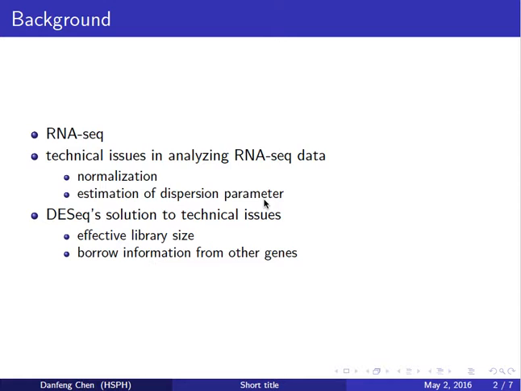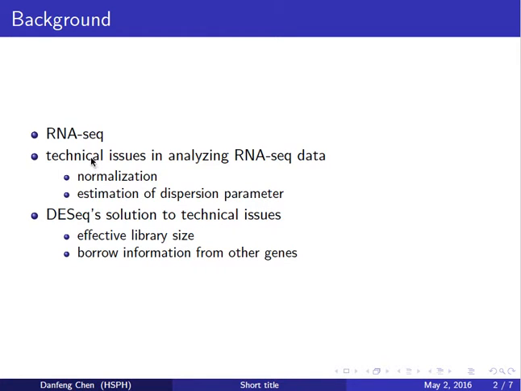RNA sequencing uses next-generation sequencing technology to reveal the presence and quantity of RNA in a biological sample at a given moment in time. RNA sequencing is getting more and more popular in the analysis of changes in gene expression. However, how do we analyze RNA sequencing data accurately and efficiently?